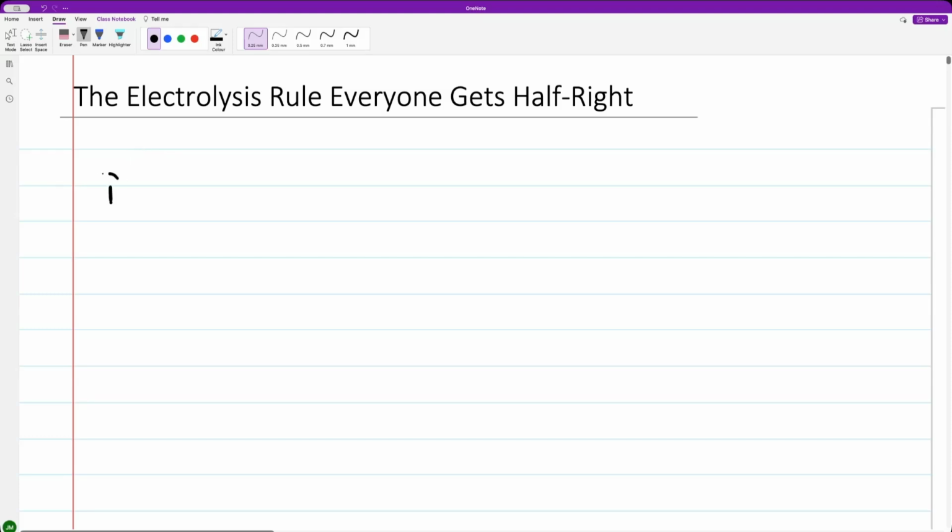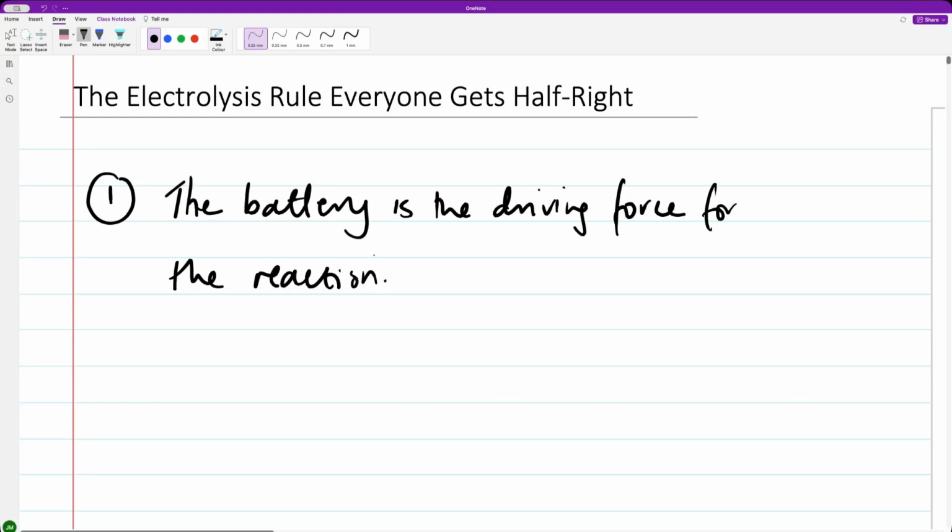Well, there are four, and rule number one is the battery is the driving force for the reaction. Now, by remembering this sentence, we can remember a couple of other things. We can recall what the battery symbol looks like. We've got the short end of the battery, which is the negative terminal, and the long end, which is the positive terminal. It's the driving force, so the force meaning that it's non-spontaneous.